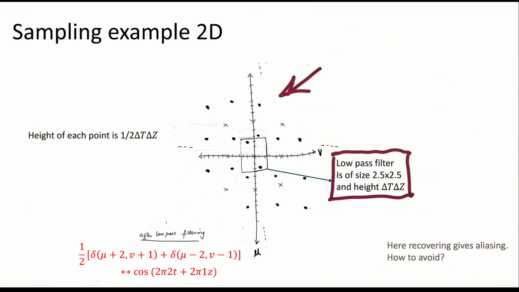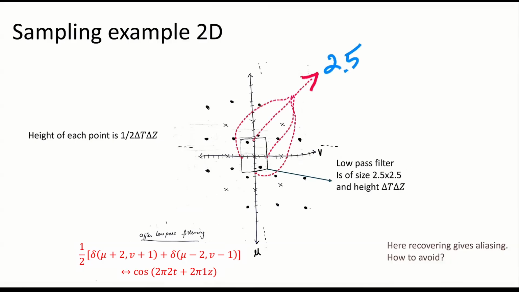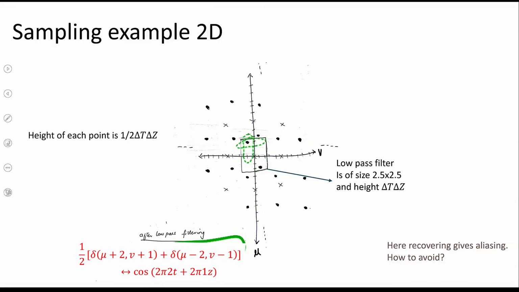Okay, now I said the sampling frequency is 5. So the filter for the recovery will have the cutoff of 2.5. Always the cutoff frequency for the filter is half of the sampling frequency. So if I do the cutoff at 2.5 in each direction, I get these 2 points, and these 2 points are at mu equals 2 and b equals 1, and similarly minus 1, minus 2. Okay, so what I recover is half sigma at mu equals 2, b equals 1, and this.